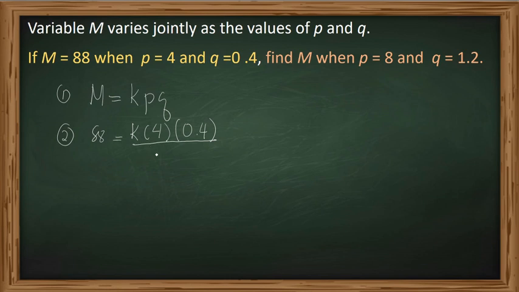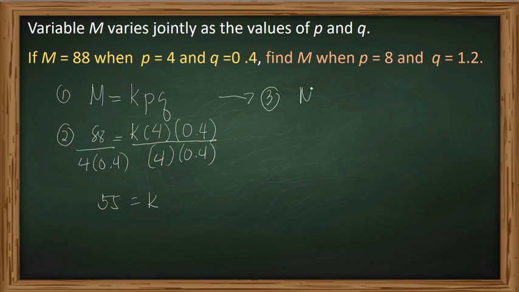So we have 4, 0.4 divided by 4 times 0.4. So we have 88. 88 divided by 4 divided by 0.4 is equal to 55. Let me check again. 88 divided by 4 divided by 0.4 equals 55. So we have 55 is equal to K. Then after that, we go back to the equation M is equal to K, that is 55 PQ.